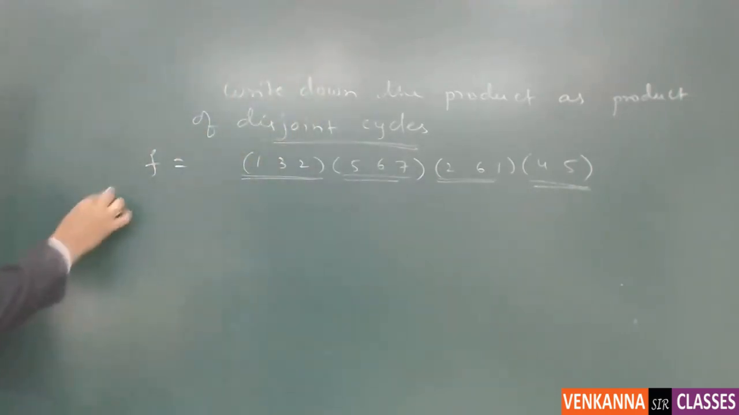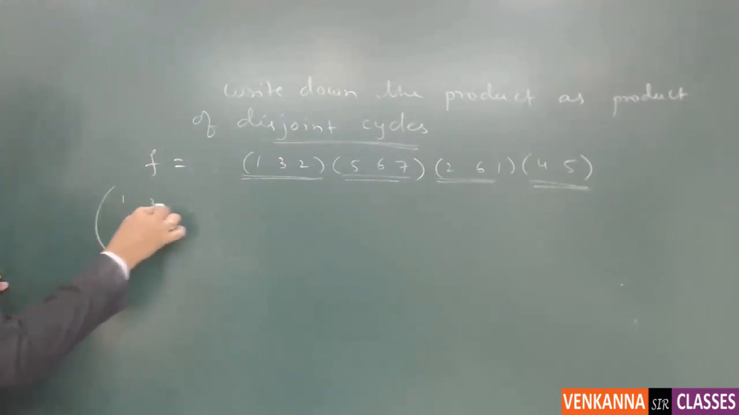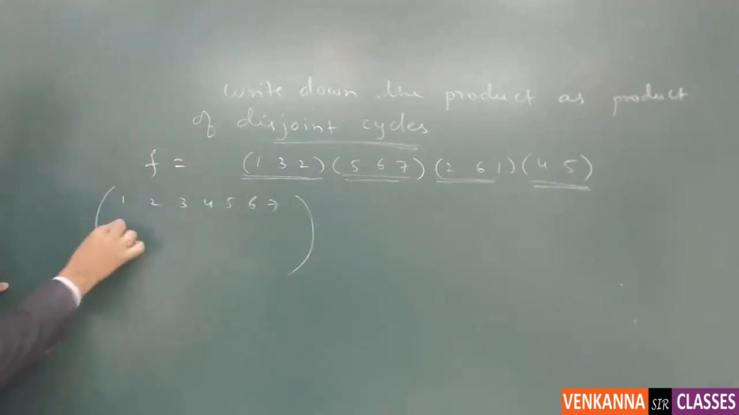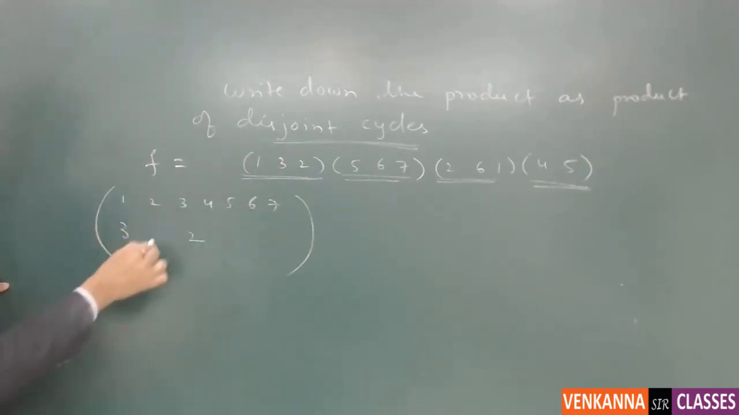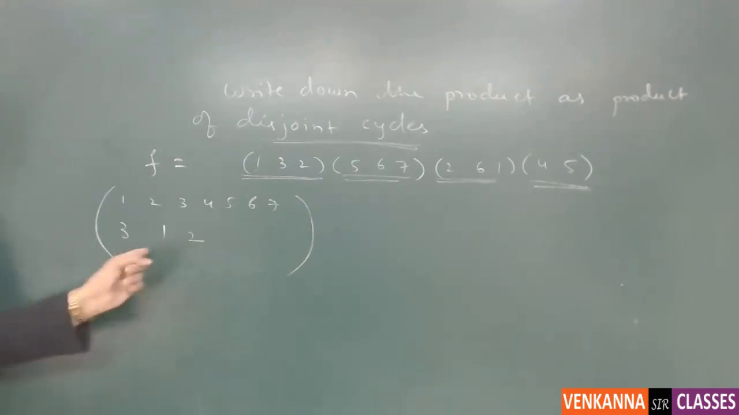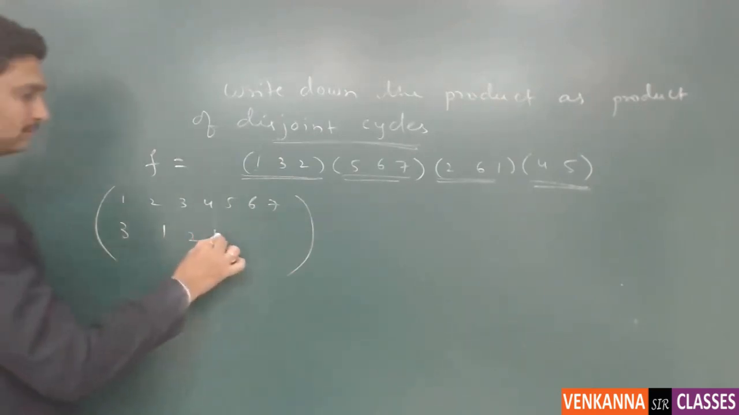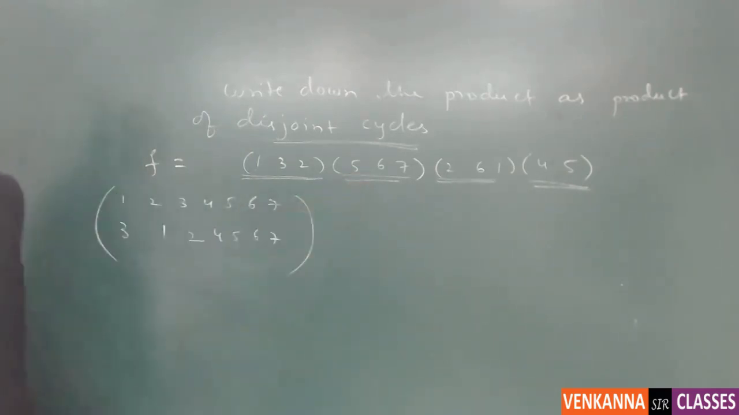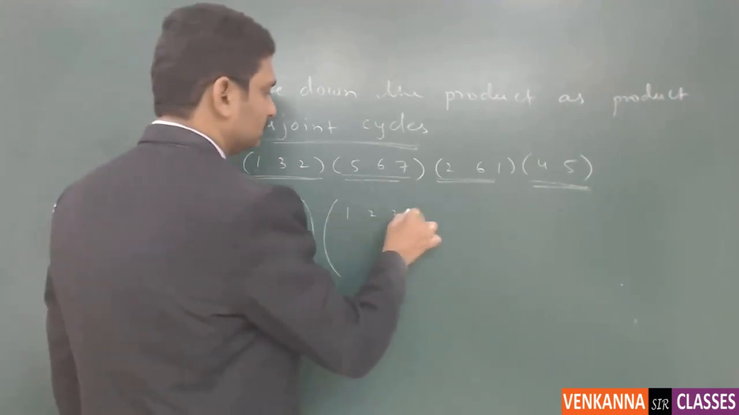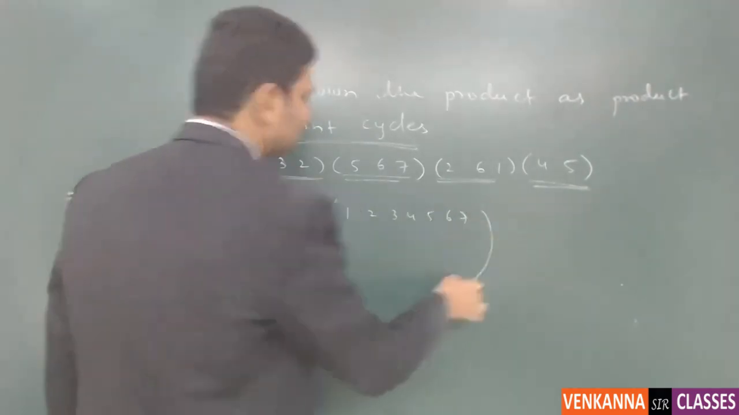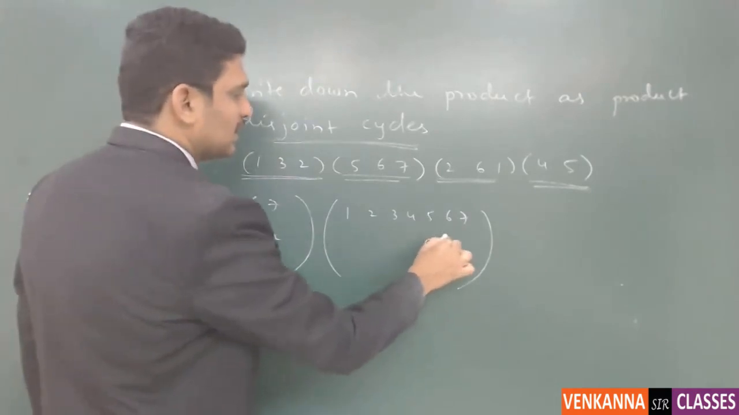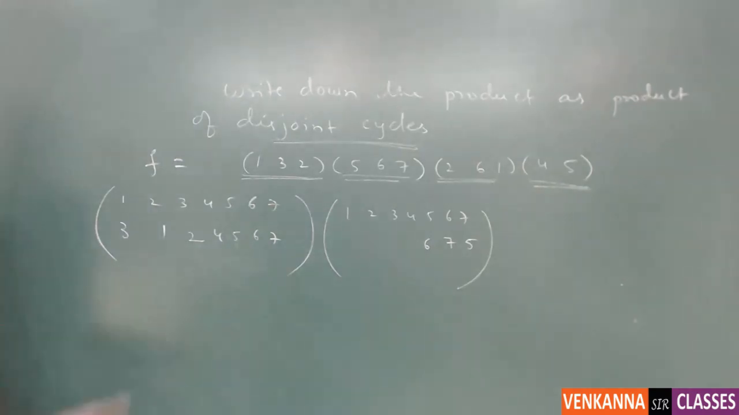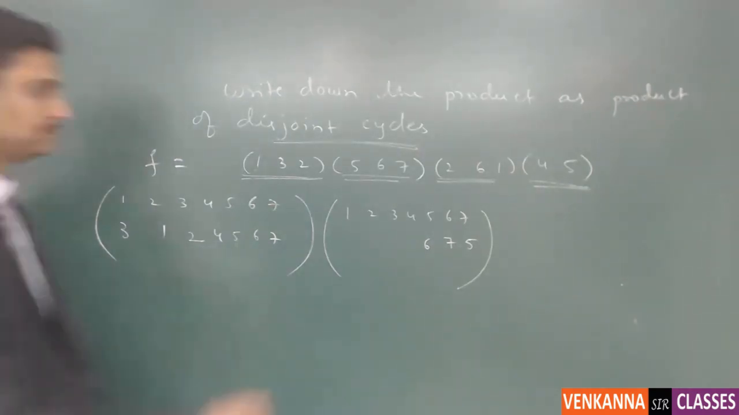So here in the first permutation you should take 1, 2, 3, 4, 5, 6, 7. So here for 1 it is 3, for 3 it is 2, for 2 it is 1. Remaining are taken as identity. So in this permutation, for 5 it is 6, for 6 it is 7, for 7 it is 5. So remaining are nothing but identity.